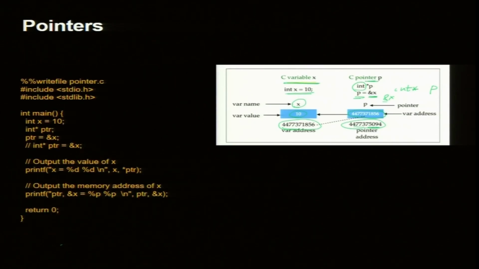So let us write a simple code which has these features. Inside main I have int x equal to 10. I declare a pointer, ptr is a pointer, it is not an integer, and the pointer gets the address of x. These two lines could have been combined into one line, but let us keep them separate. So the pointer is the address of x.